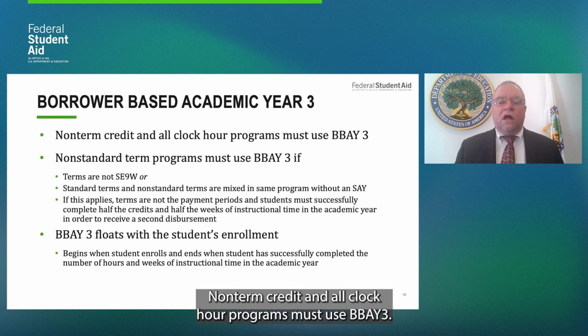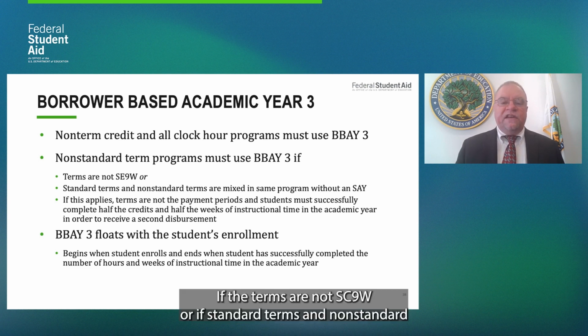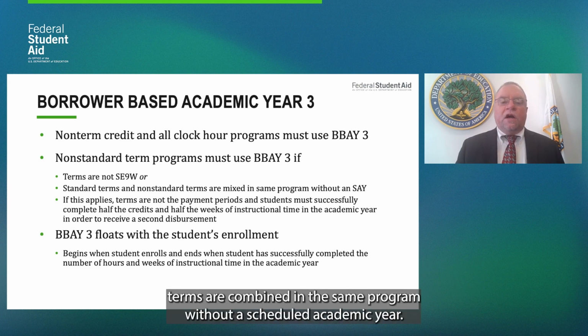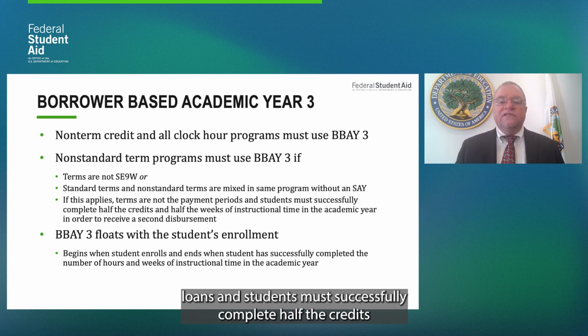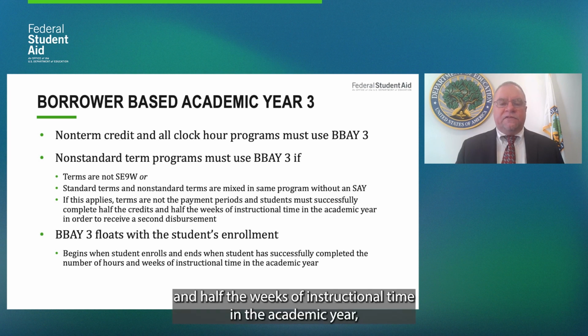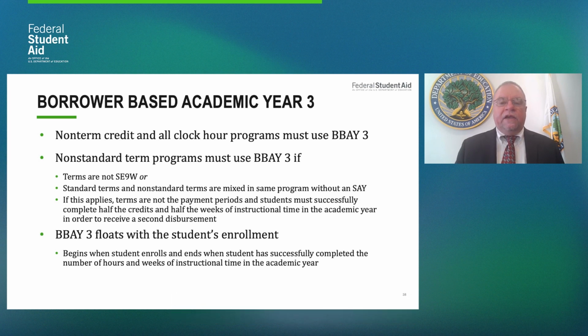Non-term credit and all clock hour programs must use BBAY3. Non-standard term programs must use BBAY3 if the terms are not SE9W, or if standard terms and non-standard terms are combined in the same program without a scheduled academic year. If this applies, terms are not the payment periods for direct loans, and students must successfully complete half the credits and half the weeks of instructional time in the academic year in order to receive a second disbursement.